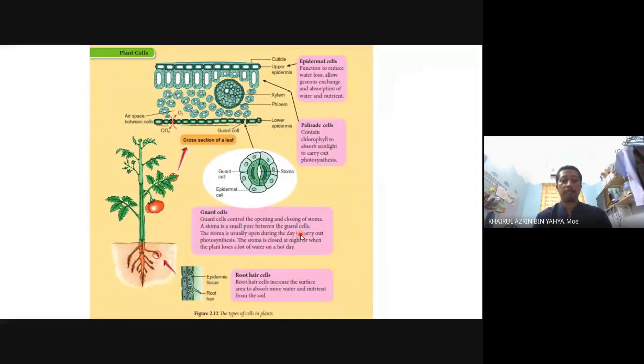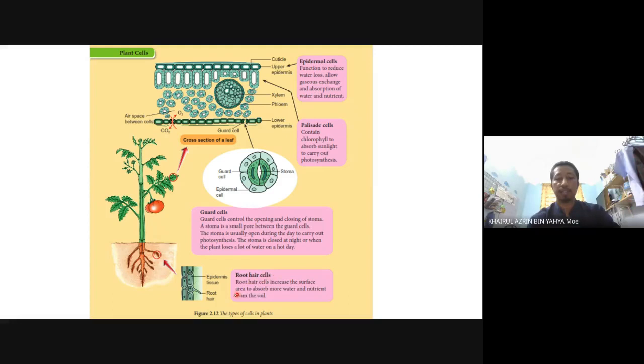For plant cells, the types of cell in plants. Okay, so this is a plant cells, epidermal cells. Function to reduce water loss, allow gases exchange and absorption of water and nutrient. Palisade cells contain chlorophyll to absorb sunlight to carry out photosynthesis. Guard cells control the opening and closing of stoma. The stoma is a small pore between the guard cells. The stoma is usually open during the day to carry out photosynthesis. The stoma is closed at night or when the plant loses a lot of water on a hot day.